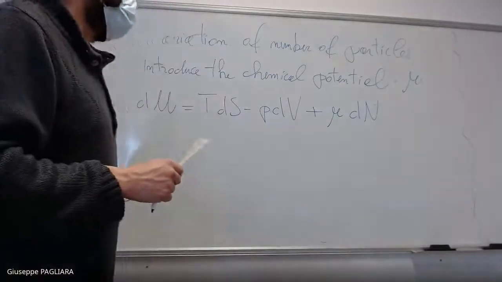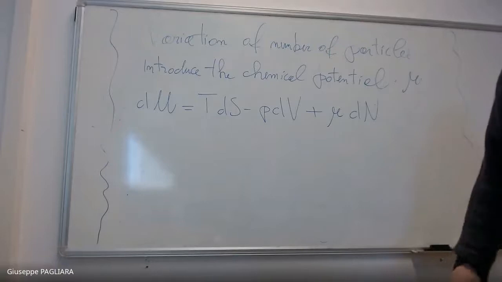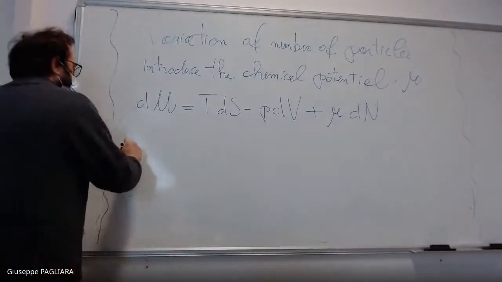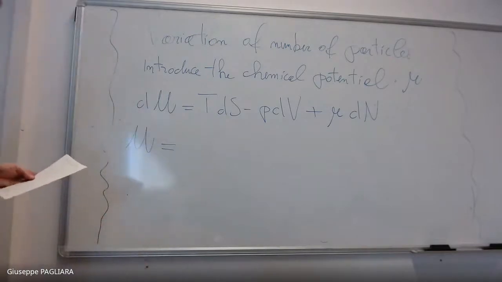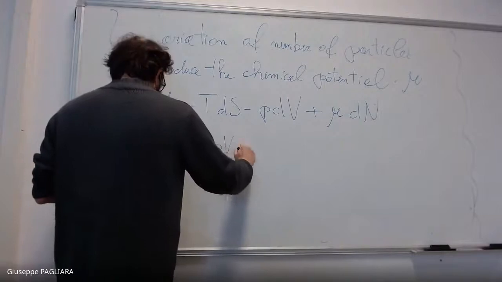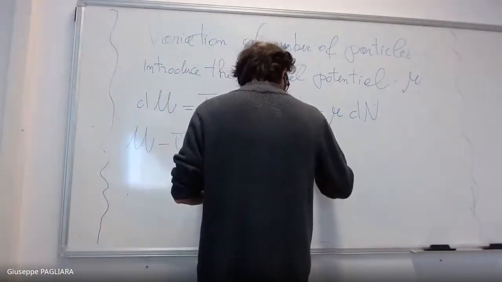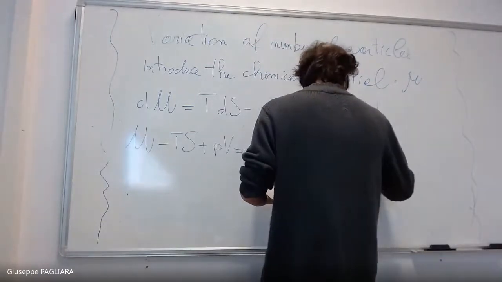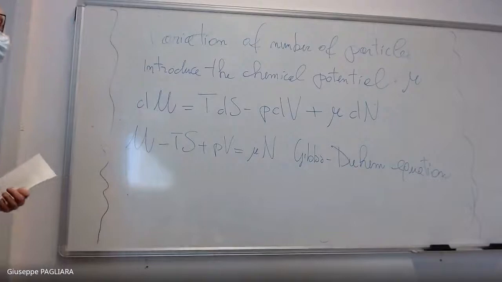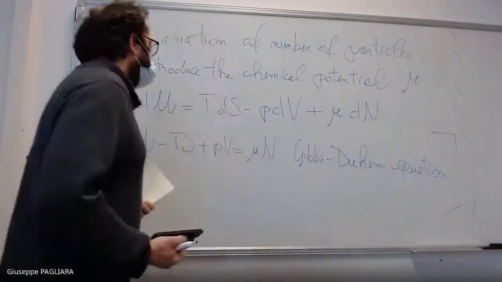Now I will show a couple of things. First of all, I will prove a relation of thermodynamics, which is called the Gibbs-Duhem equation, which is the following. U, so not the differential, but U minus TS plus PV is equal to mu N. This is called the Gibbs-Duhem equation, which will be useful in a moment, but let's first try to derive this equation.